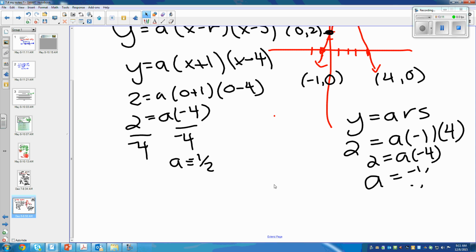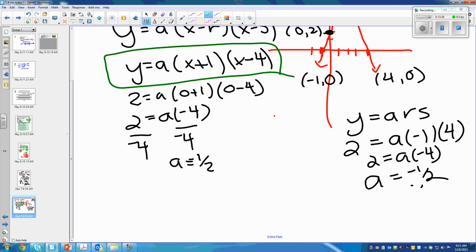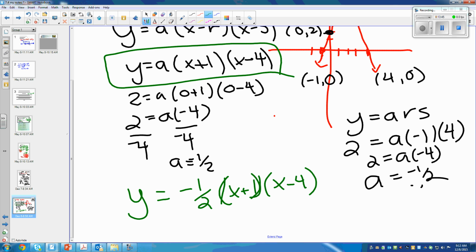What do I have to do with this a value? I was supposed to come up with the equation, right? That was my goal. Where's my original equation? Well, it's right up here, right? I just didn't know what a was. So now I know a. We just have to insert -1/2 in for a. So the equation of this graph that they gave us is -1/2 x plus 1. Sorry, these are brackets. X minus 4. And that would be the equation of the graph that was drawn for us. Okay?